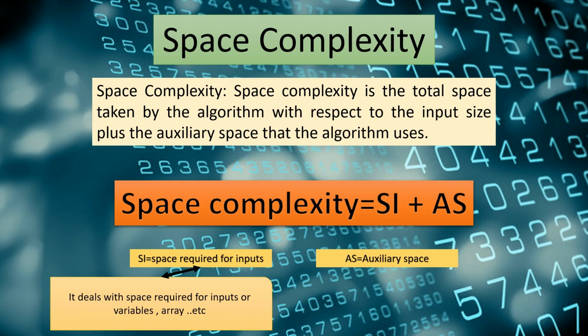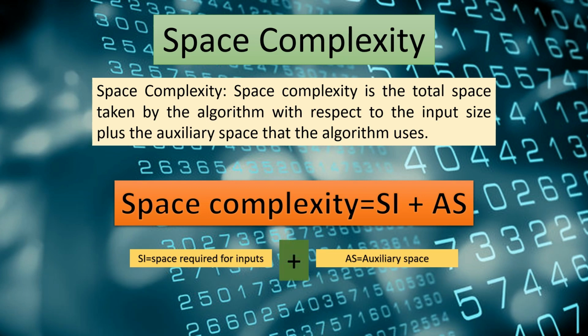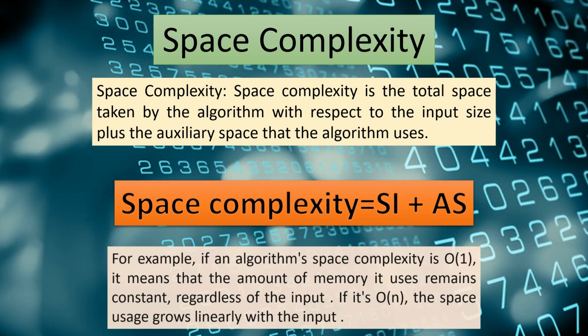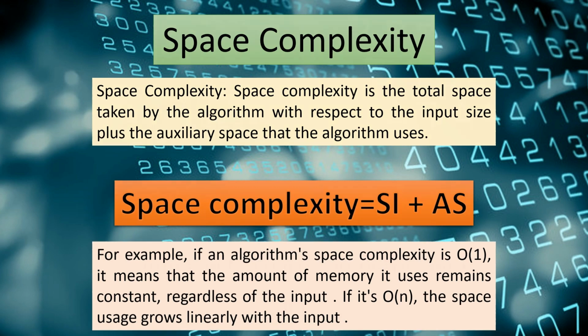So, what is auxiliary space? The extra space that is taken by an algorithm temporarily to finish the work is called auxiliary space. In this way, by adding the space required for the inputs and auxiliary space, we get the space complexity. For example, if an algorithm's space complexity is O(1), it means that the amount of memory it uses remains constant regardless of the input size. And if it is O(n), the space grows linearly with the input size.